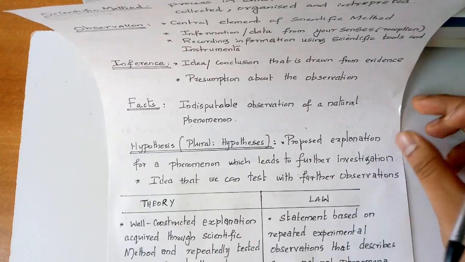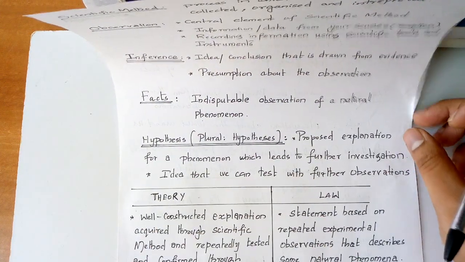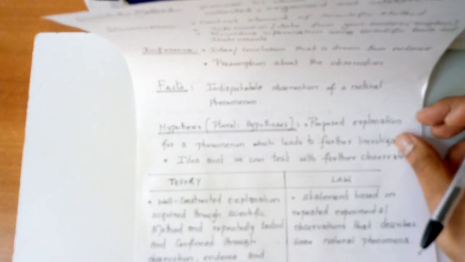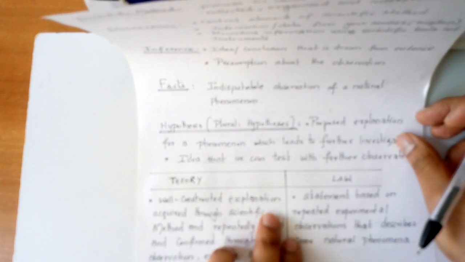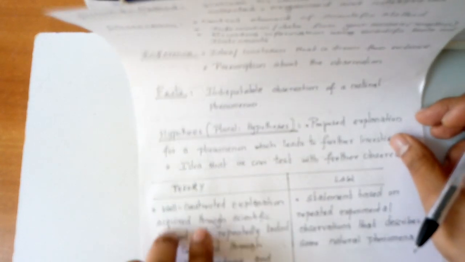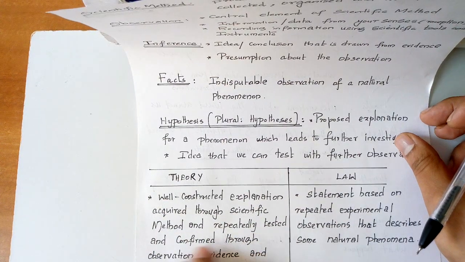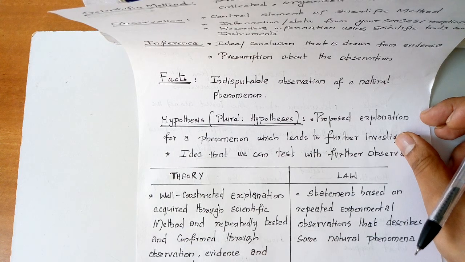And we have a common confusion, or we can say a difference, between theory and law. What is theory? Theory actually plays a major role in science in various aspects, and a theory is nothing but a well-constructed explanation that is acquired through the scientific method, and it has been tested many times. That is, repeatedly tested and confirmed through observation and with various evidences and many experimentations. That makes up a theory.